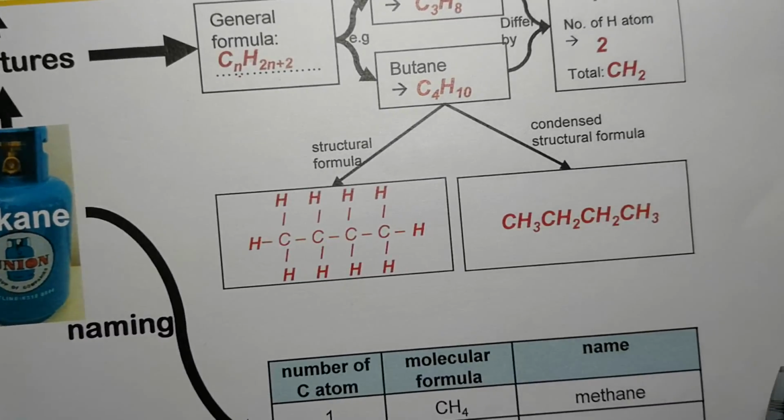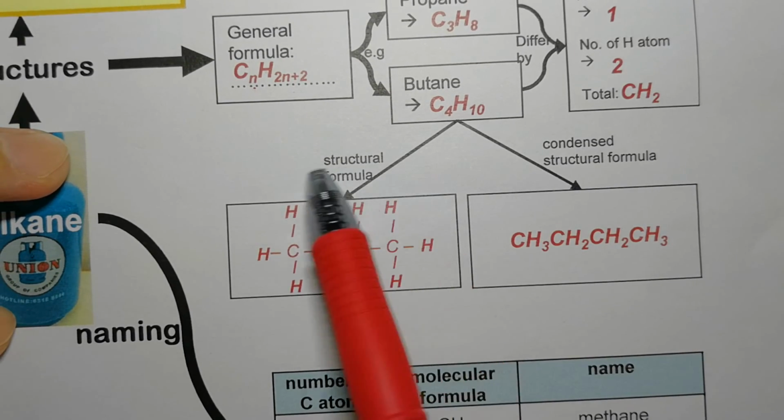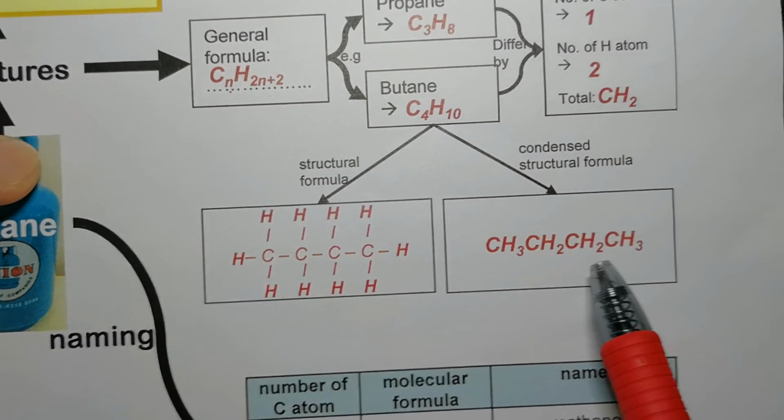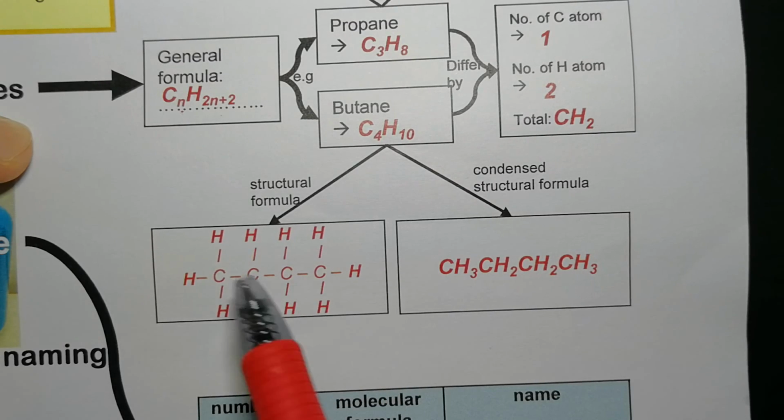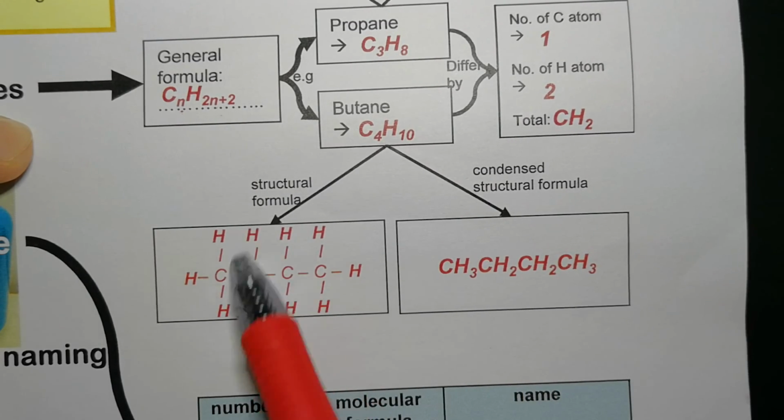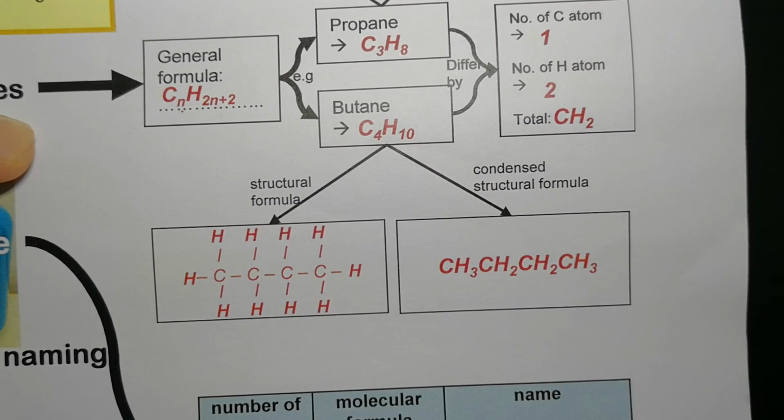Likewise for butane, the structural formula is like this. For the condensed structural formula, you condense everything, so it becomes CH3, CH2, CH2, CH3.